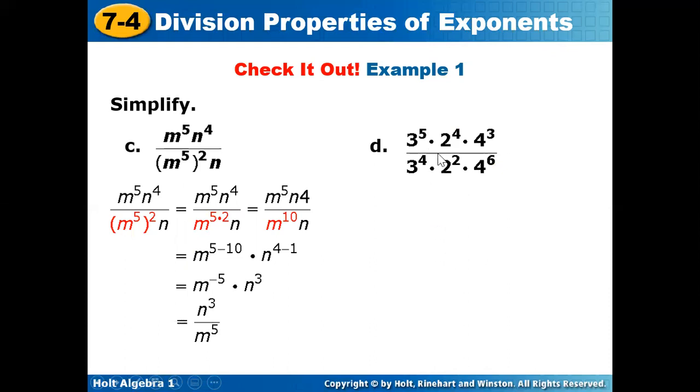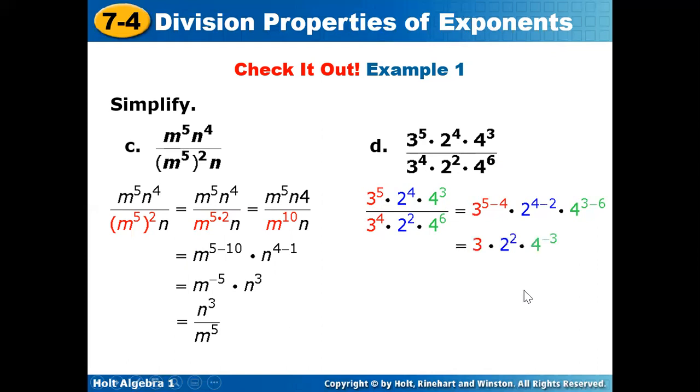Over here, and collect our terms, right? Everything with the same base. So we get 3 to the 5 minus 4, 2 to the 4 minus 2, and 4 to the 3 minus 6. 5 minus 4 is 1, so that's just 3. 4 minus 2 is 2, and then 3 minus 6 is negative 3. We want a positive exponent. 3 times 4. We've brought that 4 to the 3rd down to make it positive. 12 over 64. Simplify that to 3 over 16.